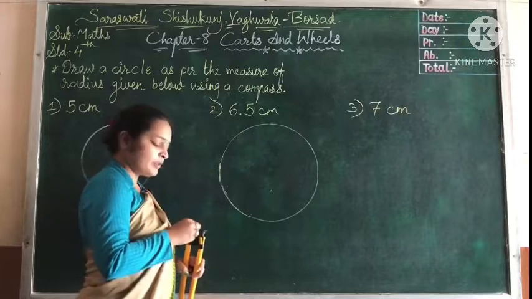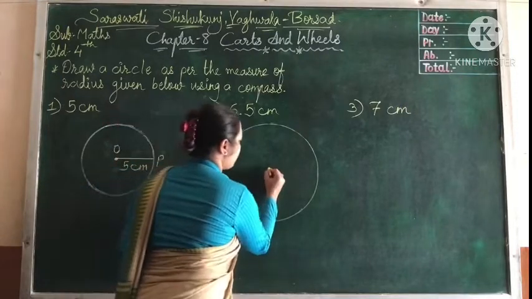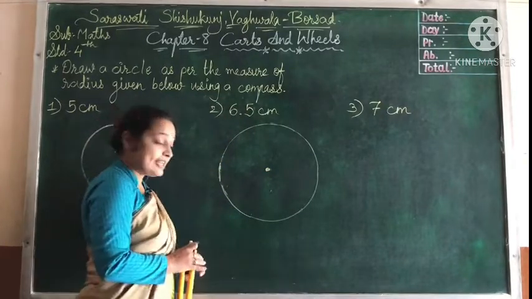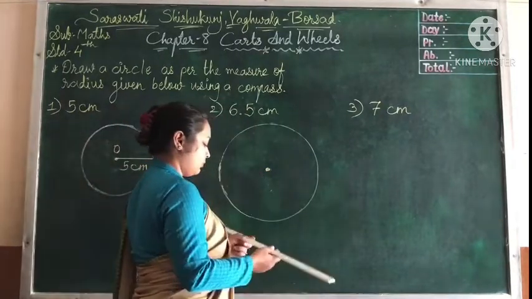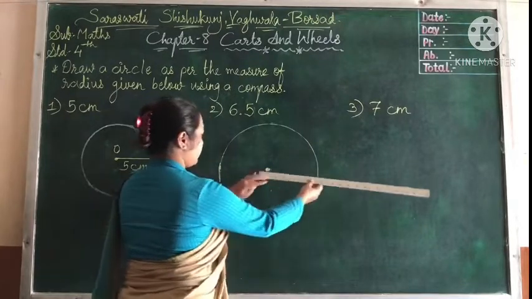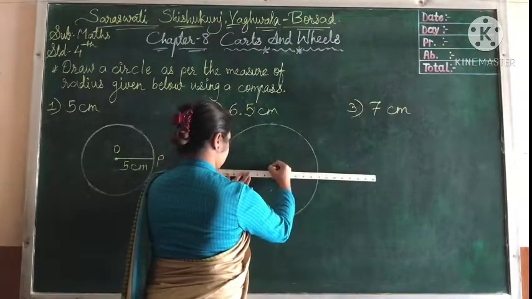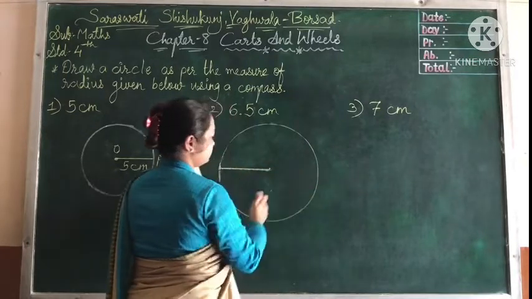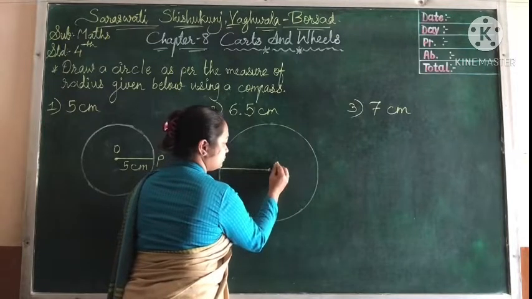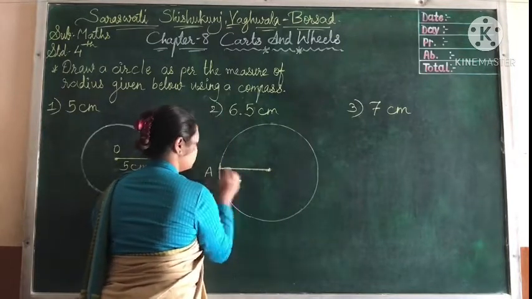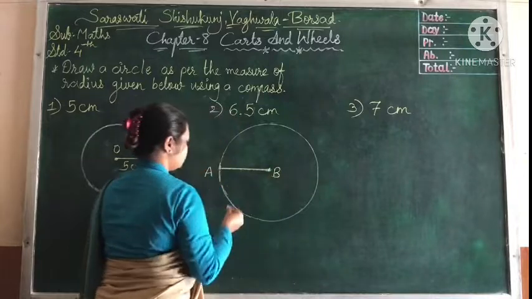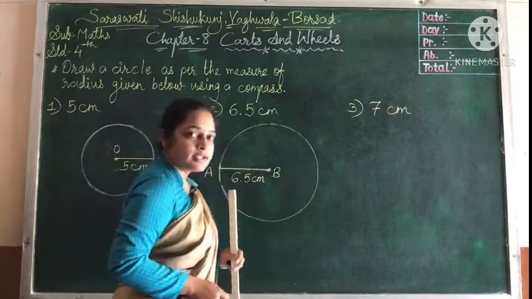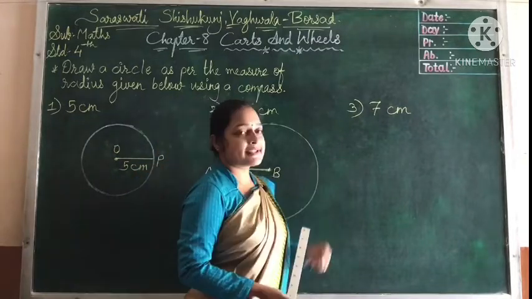Here we got the circle, right? So we will mark the point, the center point. Now let's draw the radius line segment. 6.5 centimeter. Same way, now we will mark for 7 centimeter.